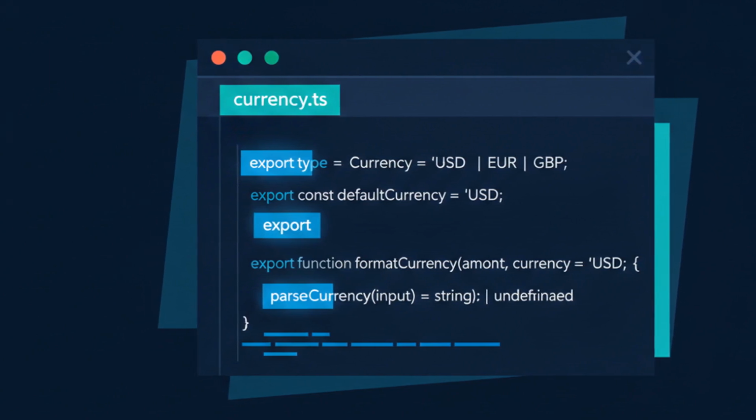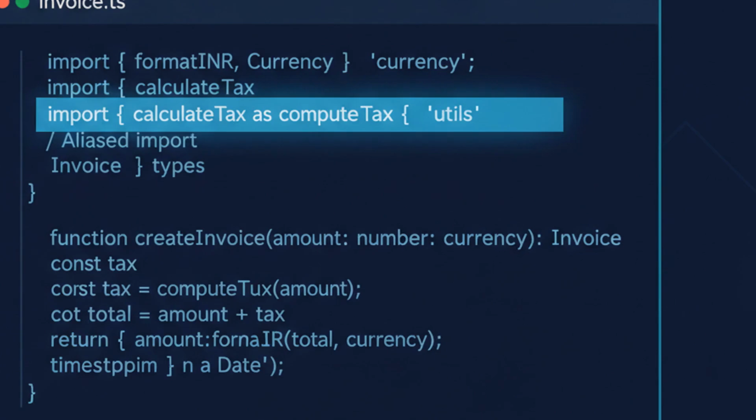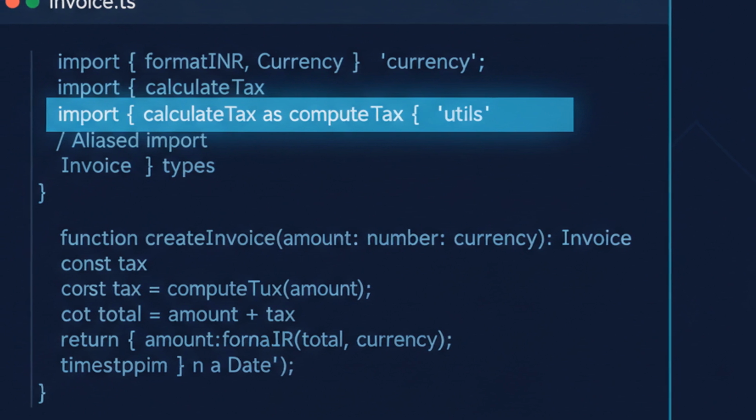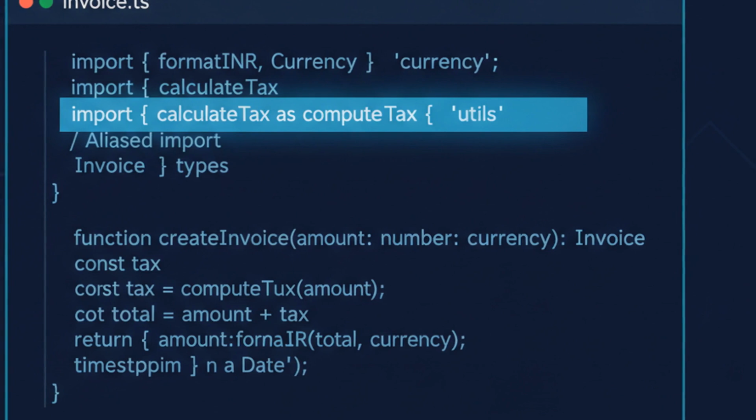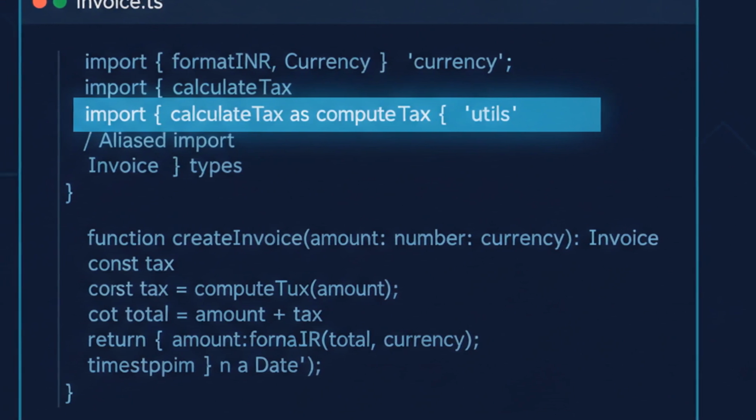Let's add a few more exports to see the pattern. On the other side, you import named exports using curly braces. List exactly what you need, nothing more. This keeps your dependencies explicit and helps bundlers tree shake, meaning unused code never ships to your users.